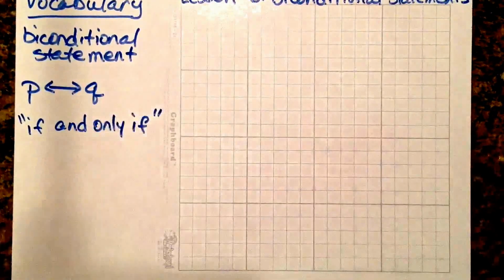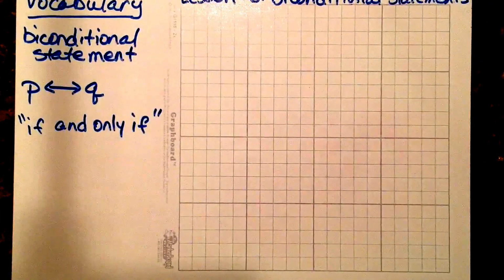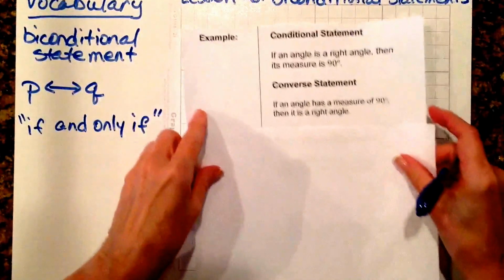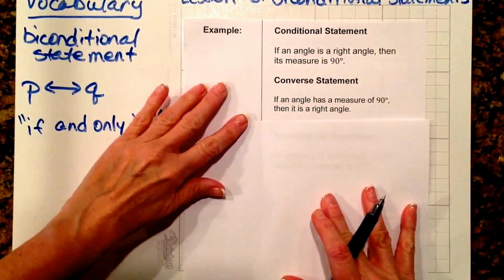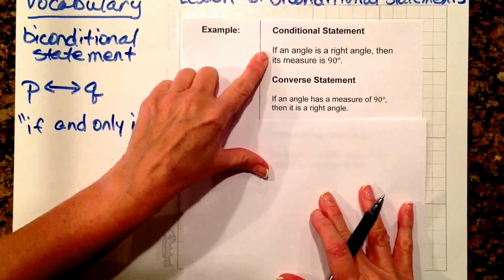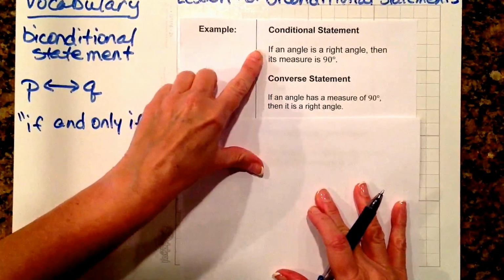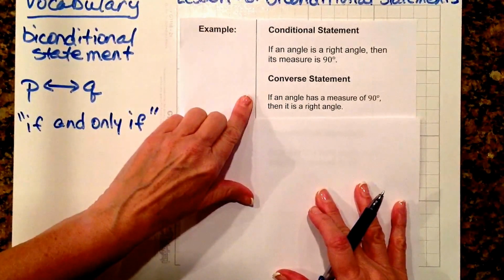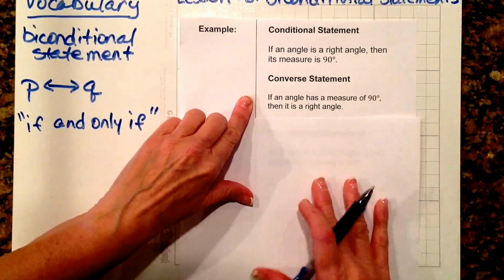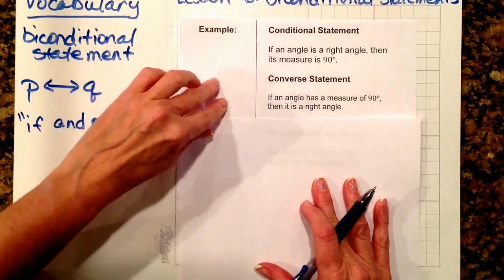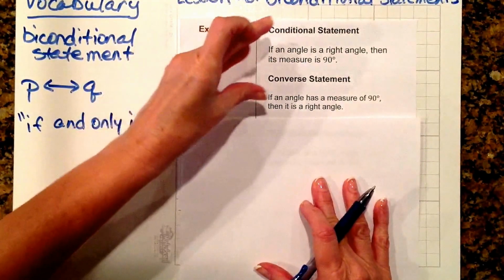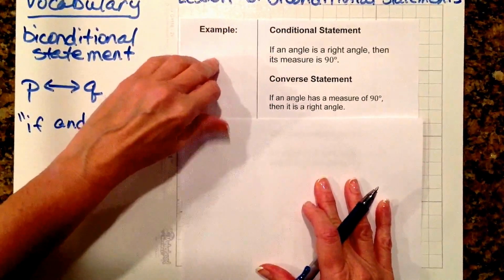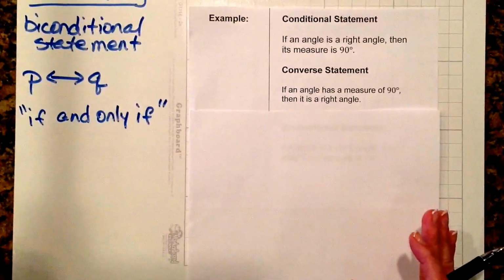So let's now look at an example of a biconditional statement. Let's start with a conditional statement. If an angle is a right angle, then its measure is 90. Now let's look at its converse. If an angle has a measure of 90, then it is a right angle. Those are both true statements, aren't they? So now let's write this conditional and its converse as a biconditional, and we're going to have the wording "if and only if" in there.